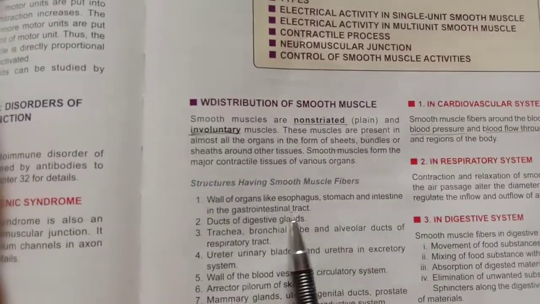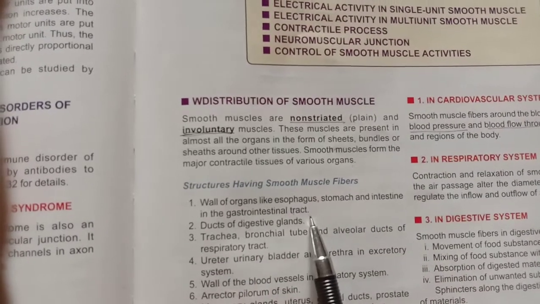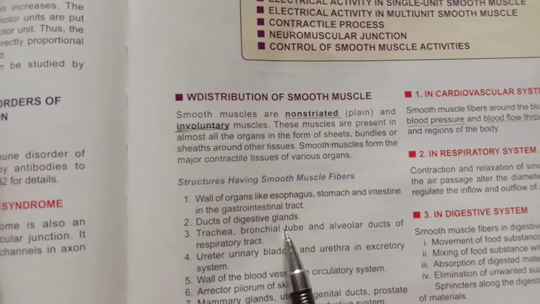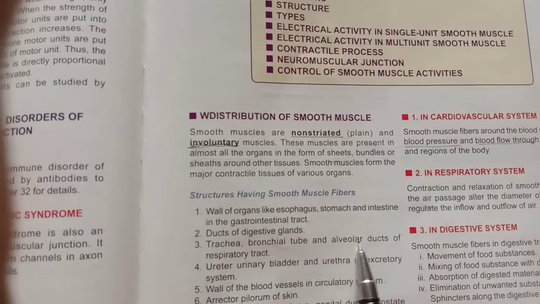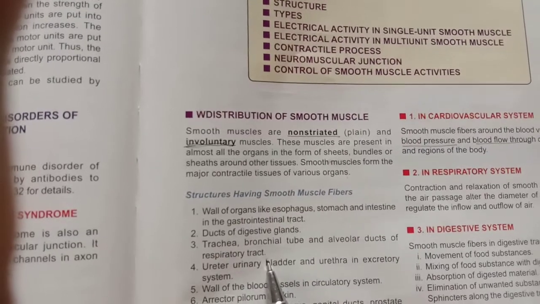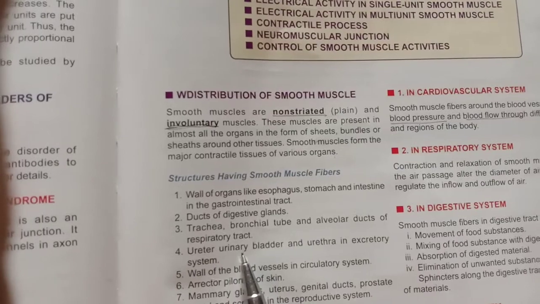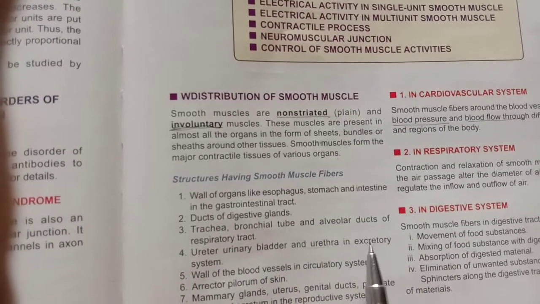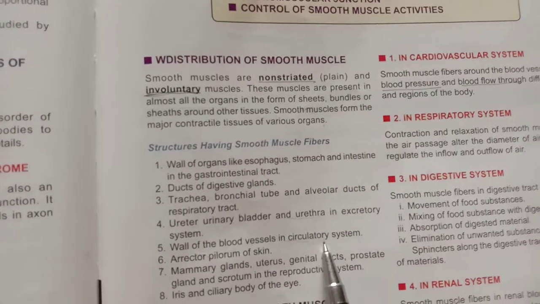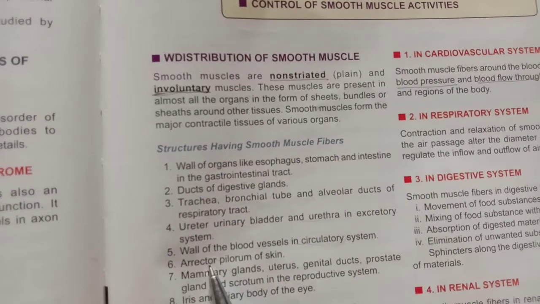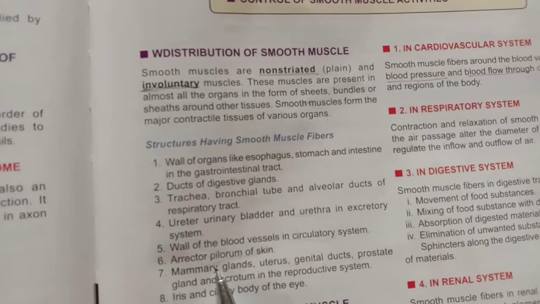The walls of organs like the esophagus, stomach, and intestine in the gastrointestinal tract. Ducts of digestive glands, and the trachea, bronchial tube, and alveolar ducts of the respiratory tract. And the ureter, urinary bladder, and urethra in the excretory system, the wall of the blood vessel in the circulatory system, and the erector pilorum of the skin, which is present in our skin.